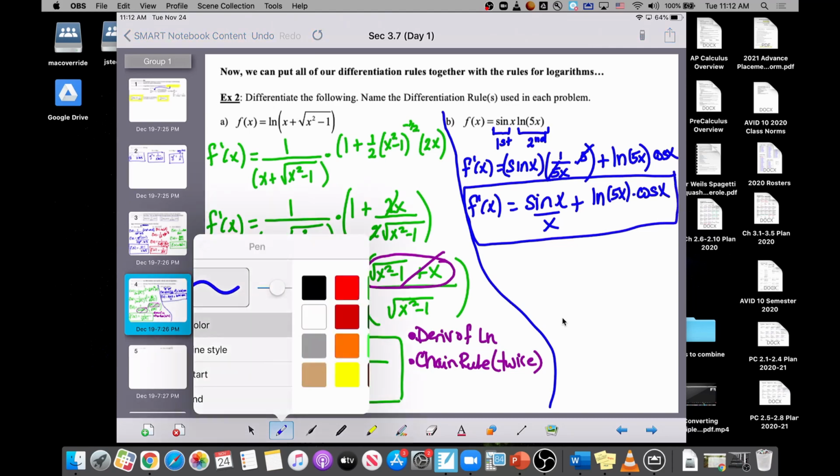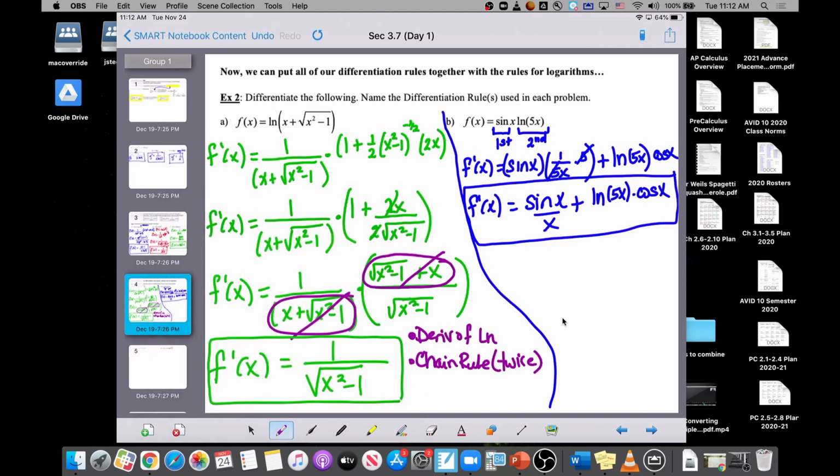So now which differentiation rules did we use? Well, we use the product rule. In the first term, when we did the product rule, the natural log function required us to use the chain rule. We also used a trig derivative when we differentiated sine, and we used the derivative of a natural log. So we used 4 different differentiation rules in one example.